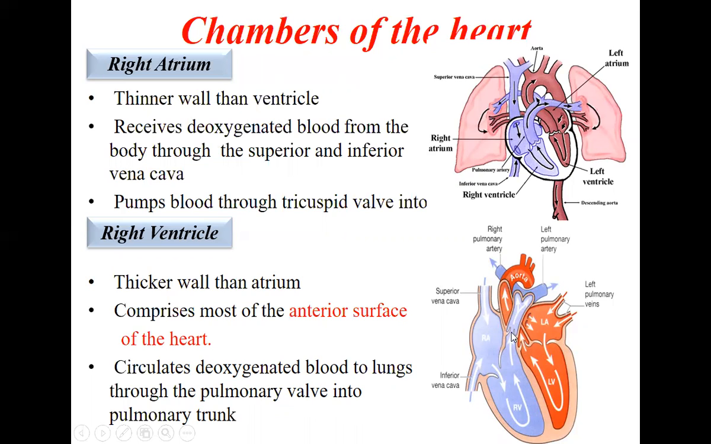There is a valve here. This is called the pulmonary valve, which will be guarding the pulmonary trunk. Here, between the right atrium and the ventricle, there is the atrioventricular valve. Atrium and ventricle, so it is called an atrioventricular valve. Okay. Now here near the pulmonary trunk is the pulmonary valve.